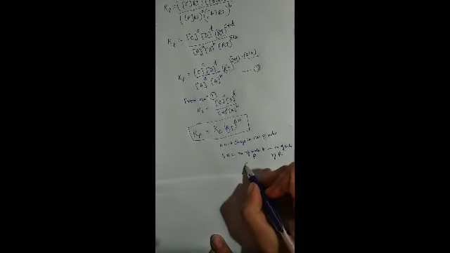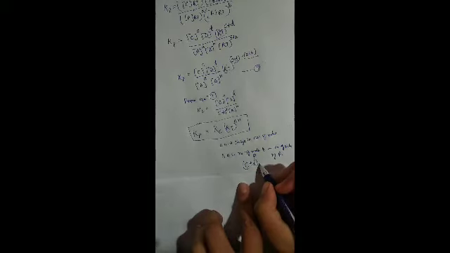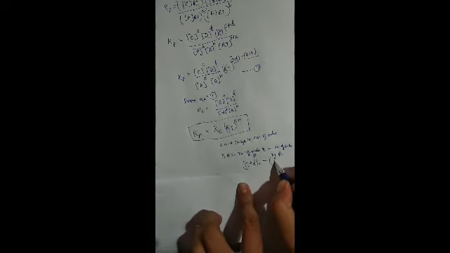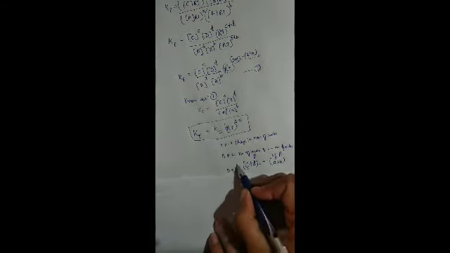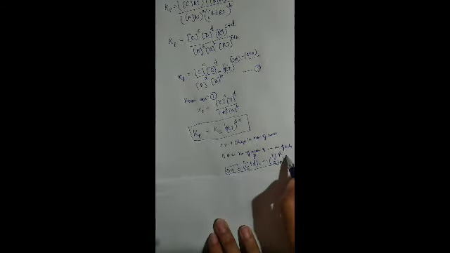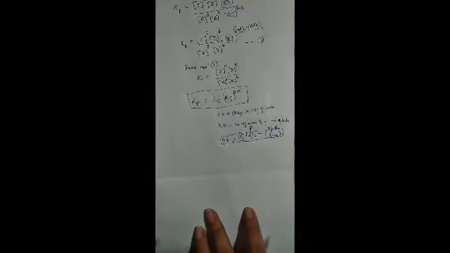Our products are C and D, so the number of moles of products is small c plus small d, minus the number of moles of reactants, which are A and B, so small a plus small b. So delta n must be equal to (c plus d) minus (a plus b). This is delta n, and it is the relation between Kp and Kc. Here Kp is always equal to Kc (RT) to the power delta n. Now let's take an example.